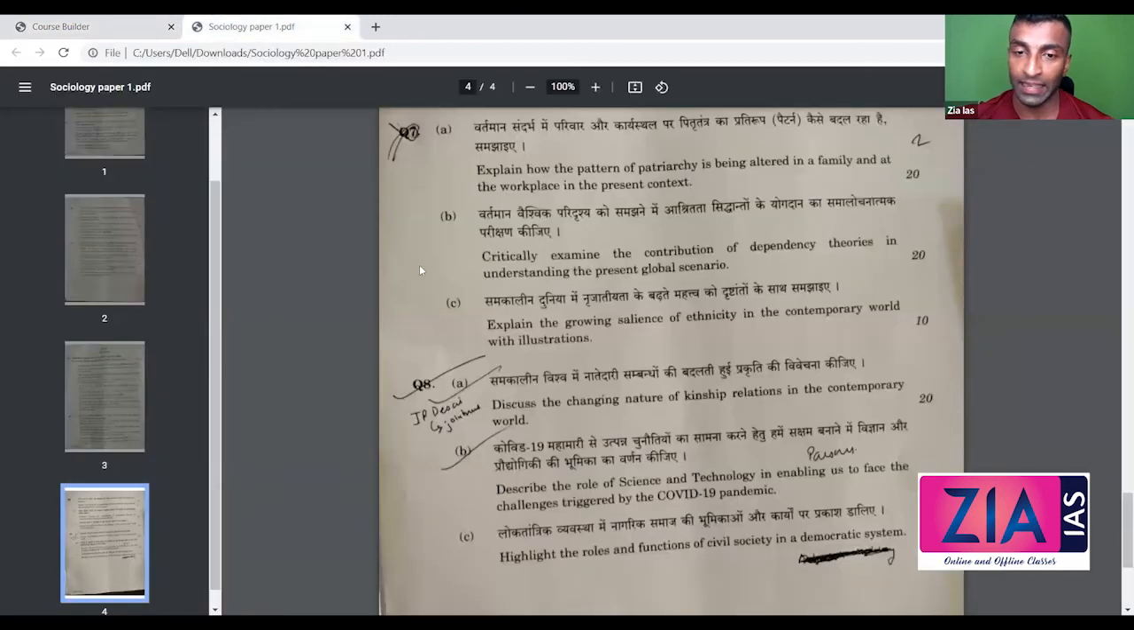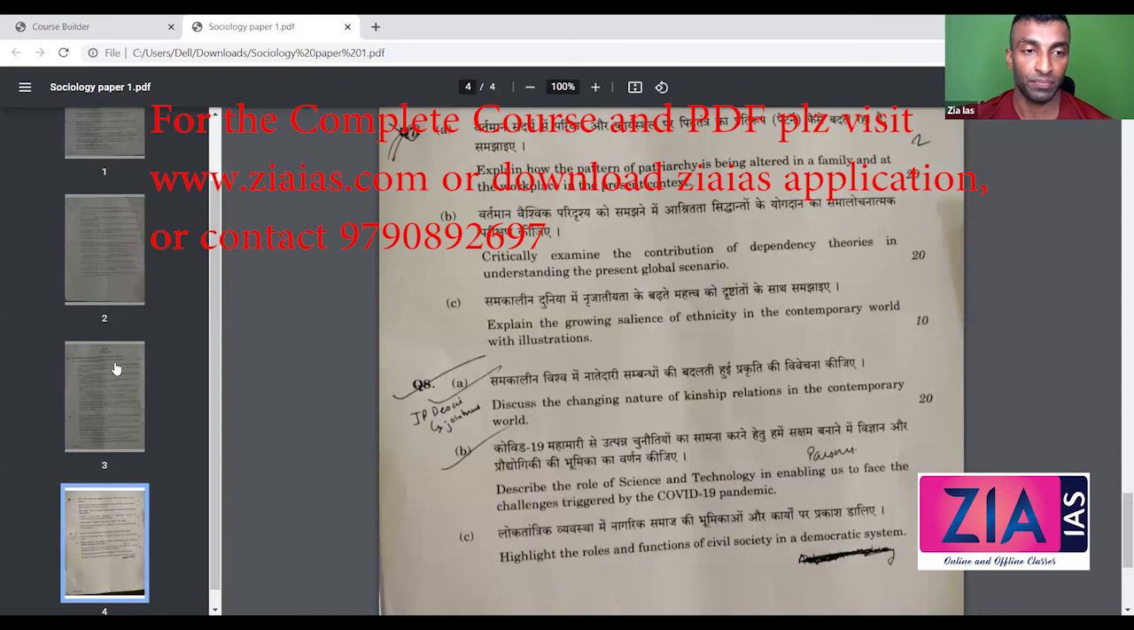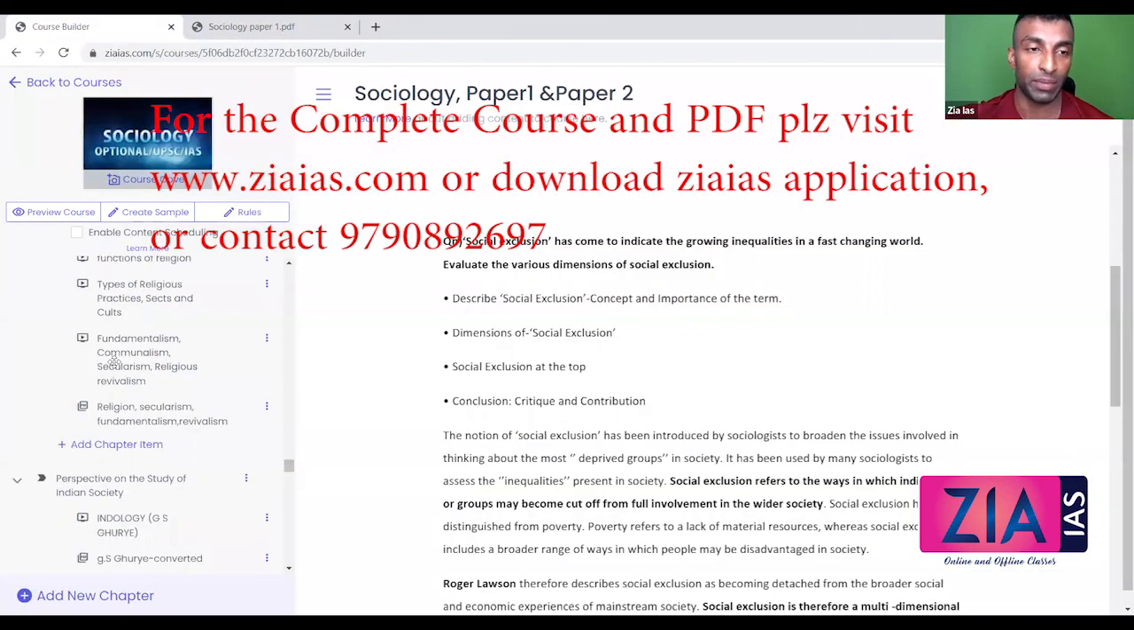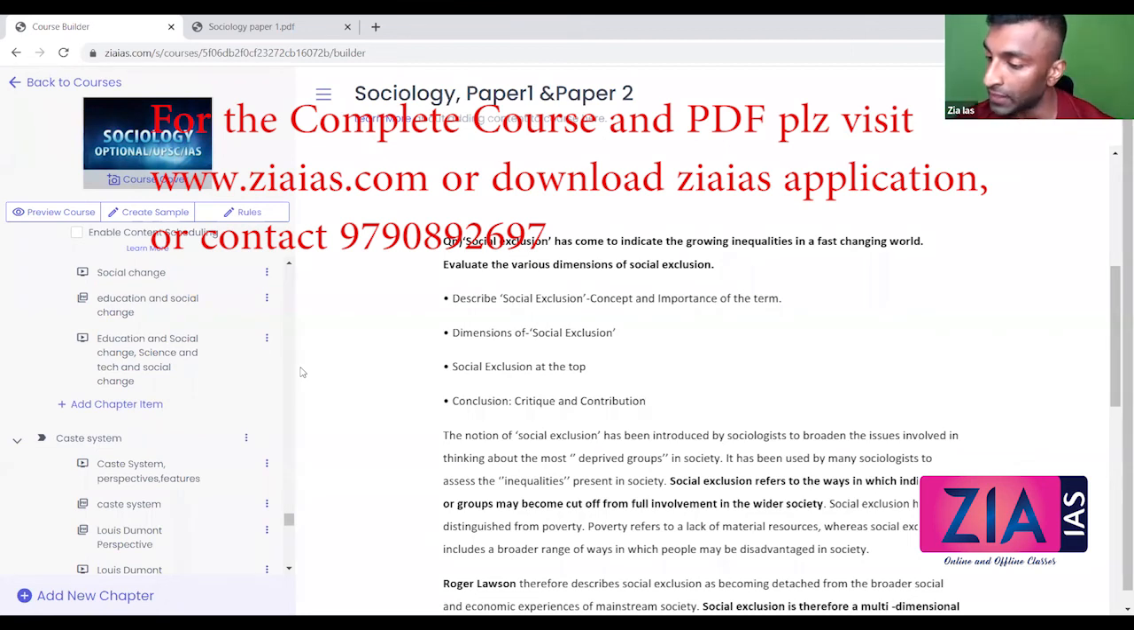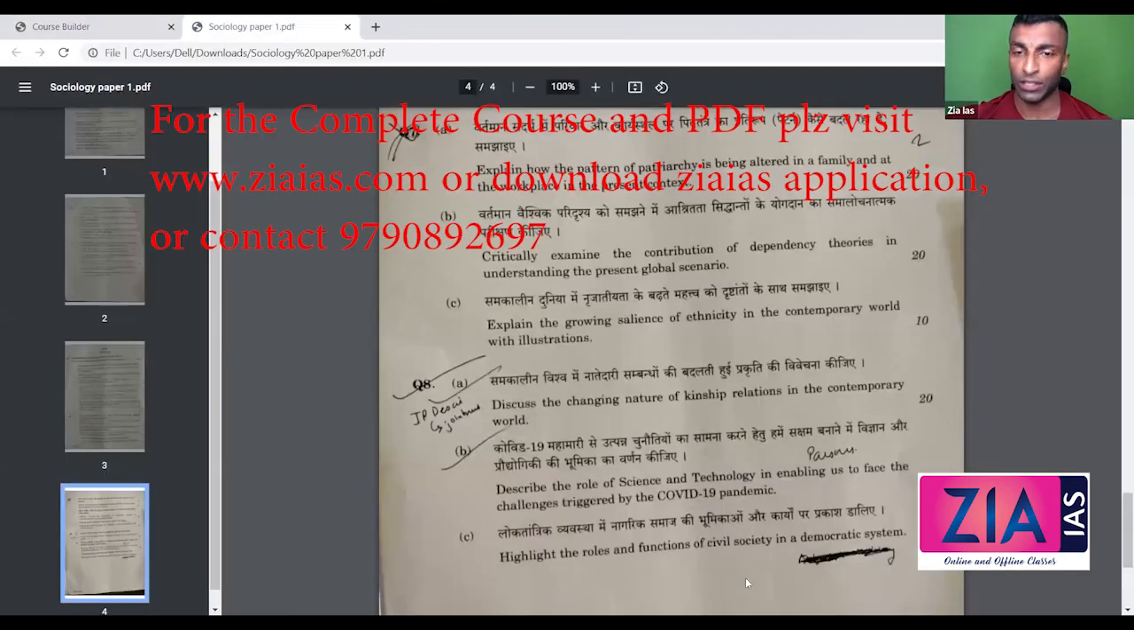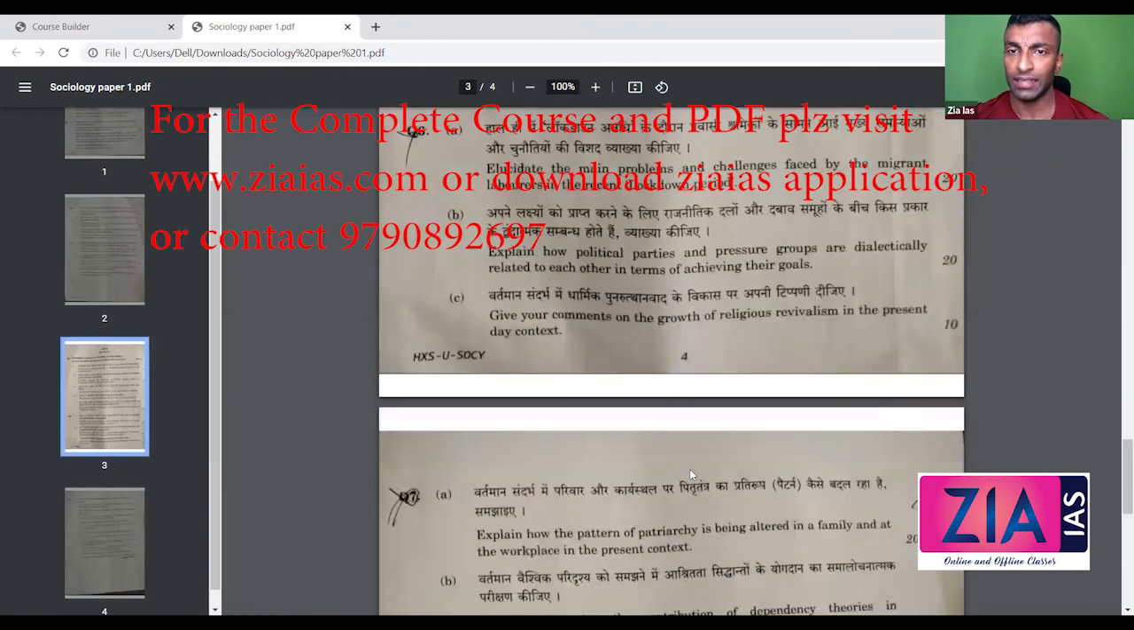And this is science and technology and social change. In the chapter on social change, it will be there. Education, science, technology, and social change. Just that the COVID situation you need to add in that. Similarly, the next one, civil society also, which one we have discussed here. These are direct questions, right? This is political party directly from politics and society, pressure group also, civil society also, religious revivalism, direct question again.